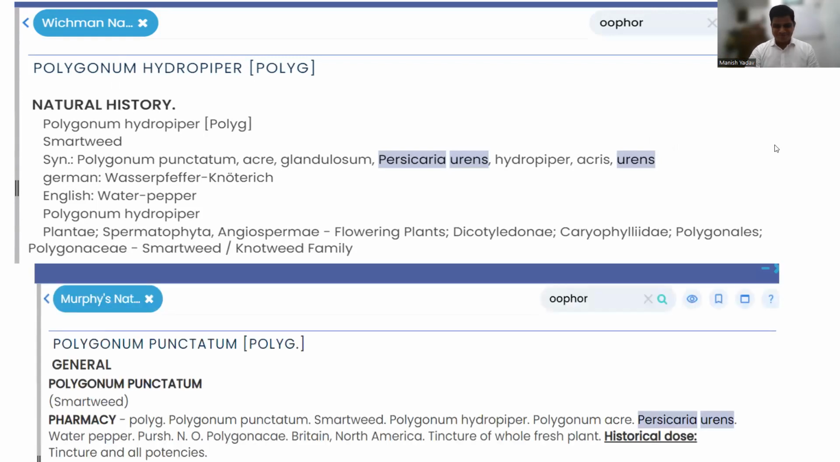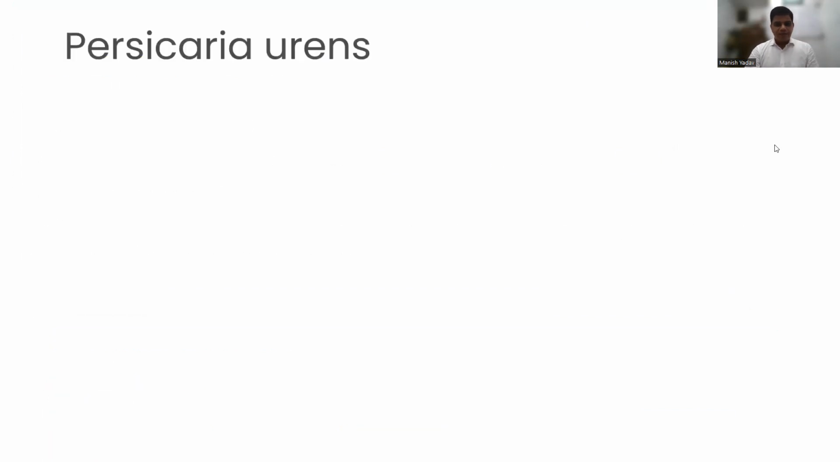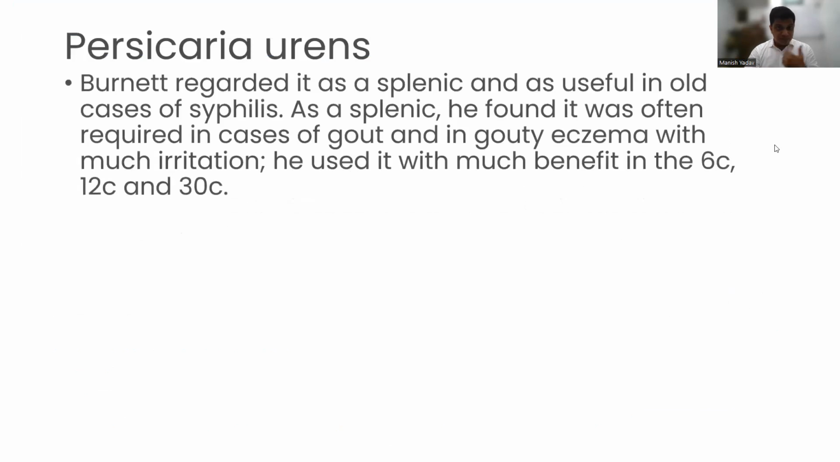Polygonum punctatum. So polygonum is the remedy. And when you read for Persicaria urens, what Burnett says is that Burnett regarded this as a splenic remedy, useful in old cases of syphilis. So syphilitic tendencies. As a splenic, he found it was required in cases of gout and gouty eczemas with much irritation. How beautiful it is, how beautiful.